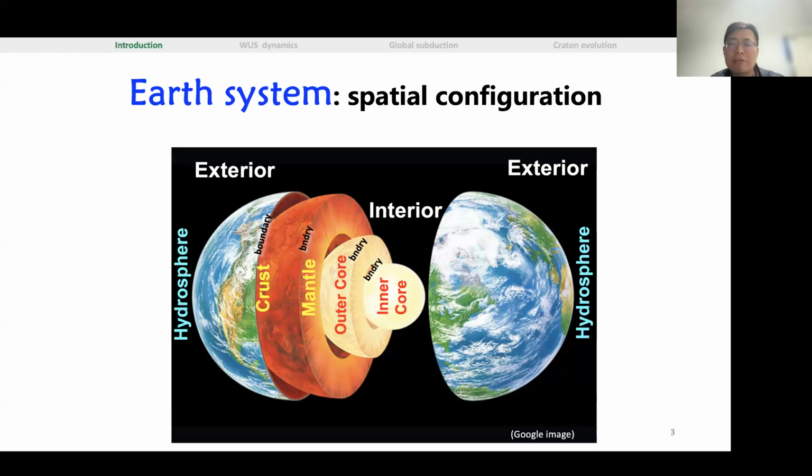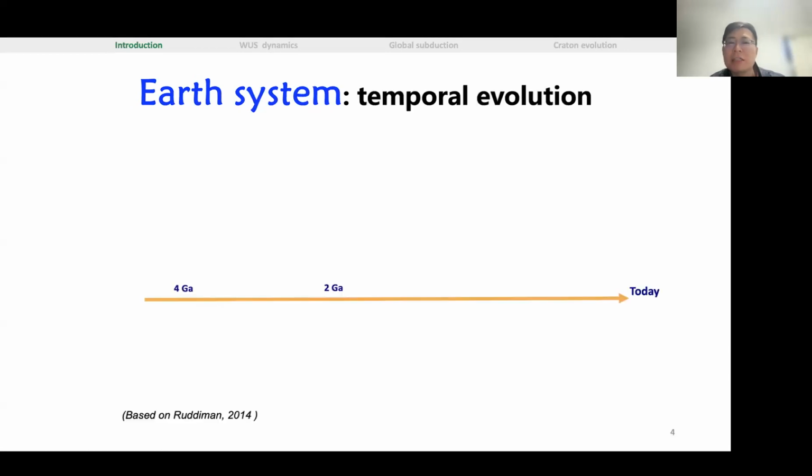And this is like a static view of the current configuration. But if you look at the temporal evolution, that's another dimension, right? The Earth system, by definition, is a 4D system. Looking at time, we know Earth has at least 4.5 billion years of history. The very beginning, of course, is the formation of the planet Earth, where we put all the mass together, and very quickly the interior basically settled down into layers, like an onion, right? For example, the innermost part is the core.